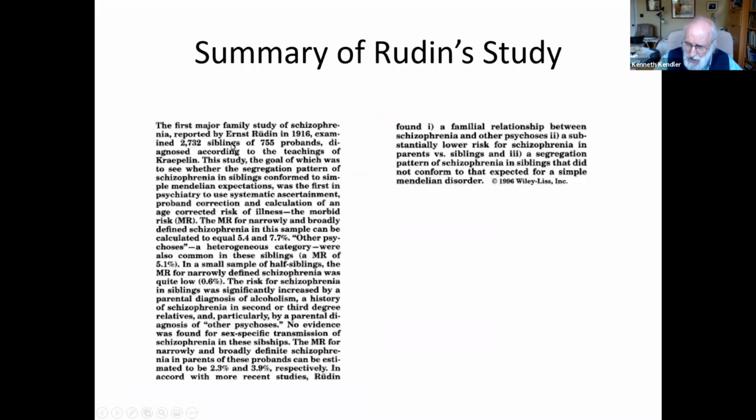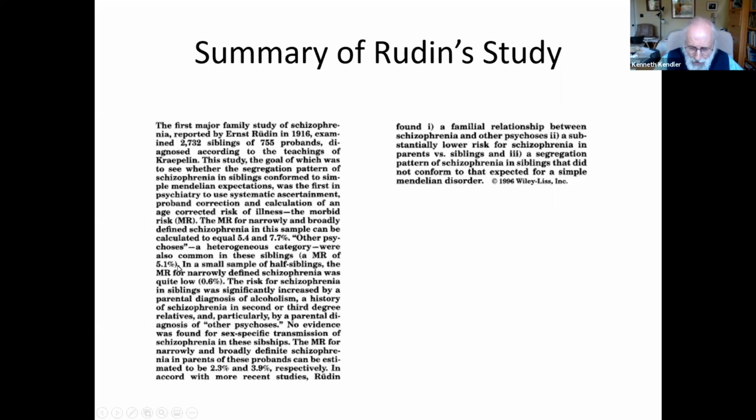This was the first large-scale systematic family study ever done of a psychiatric disorder. It included using these newly developed methods of Weinberg to age correct the sample and to use a proband-wise correction method to get the correct results. The morbid risk that he calculated for narrowly and broadly defined schizophrenia in the sample was 5.4 and 7.7%. Those results are quite similar to modern findings. The study that I did in Roscommon early in my career found a rate of 6.6%, so very much in the range that Ernst Rudin found.